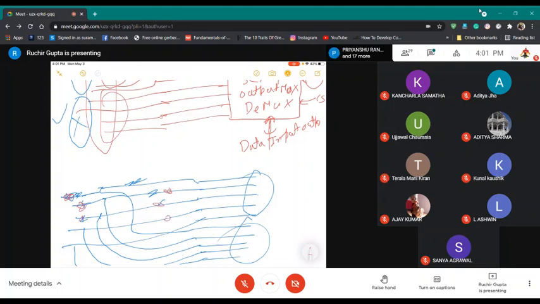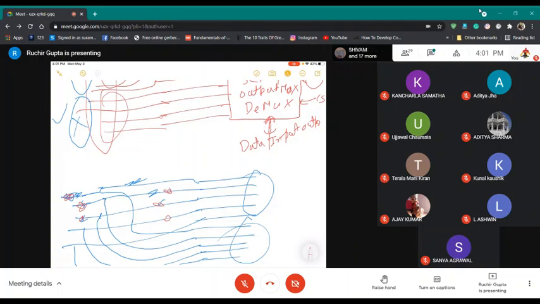So a simple 1 cross 2 multiplexer and demultiplexer can reduce the lines in half just by organizing the memory in rows and columns. Is it okay? Any confusion about it? No, sir.